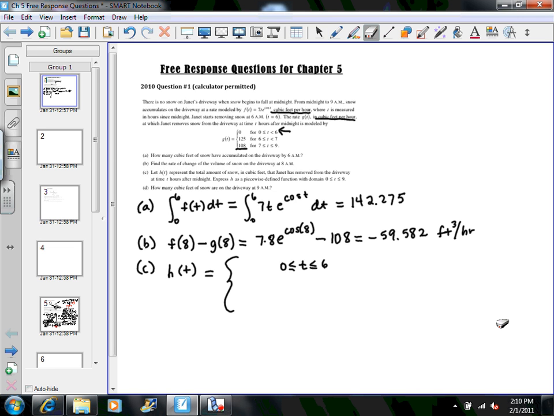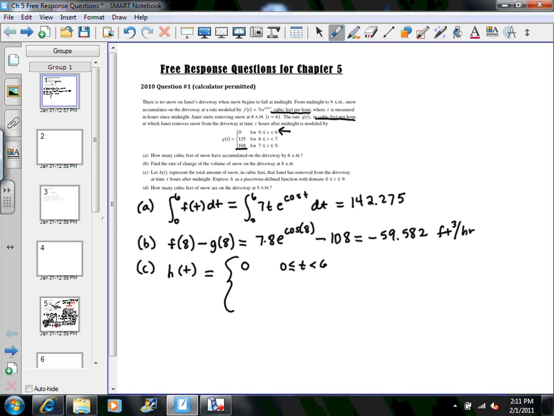Go ahead and leave it at less than 6 just because that's the way it was in g of t. It doesn't really matter. Okay, so that's just going to be whatever f of t. Oh, and then I was reading this wrong. See, now that she has removed from the driveway, so she hasn't removed any. So it's just going to be 0.